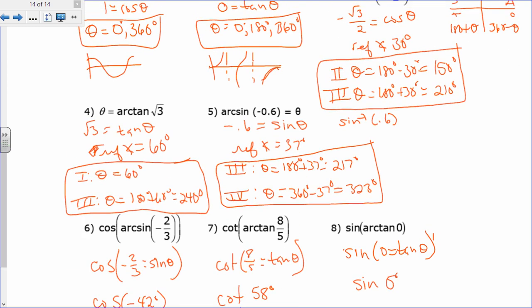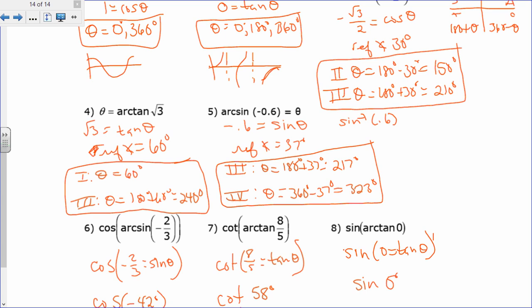For number 4, I have theta equals the arctan of radical 3. So radical 3 equals the tan of theta. Looking back at our triangles, the reference angle is 60 degrees. Tangent is positive in quadrants 1 and 3. So in quadrant 1, the reference angle is my answer, so theta is equal to 60. And in quadrant 3, I would do 180 plus 60, so I get 240 degrees.